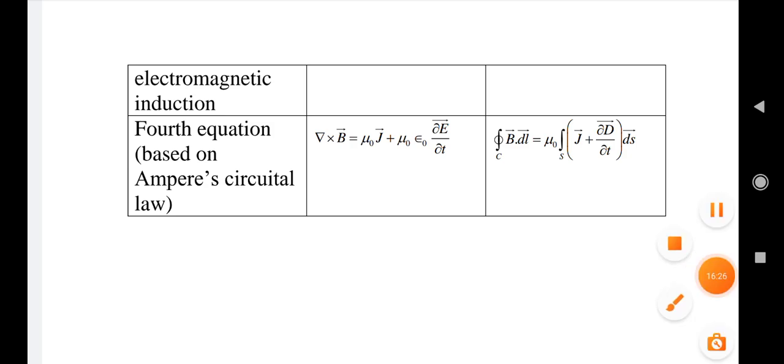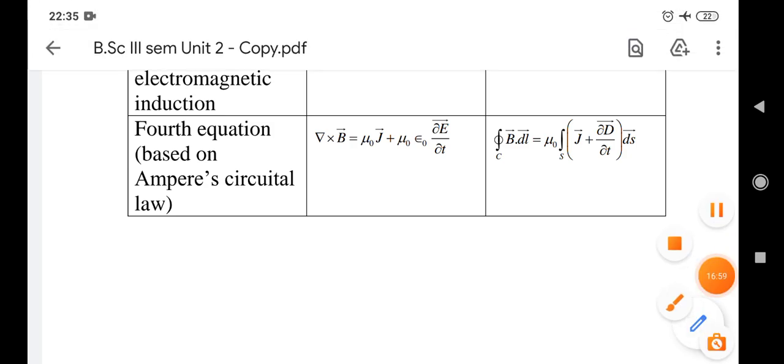Now friends, in the next lecture we will discuss the equations one by one: Maxwell's first equation, second equation, third equation, and fourth equation. We will also discuss the physical significance of each equation. Okay, now I'm stopping here.